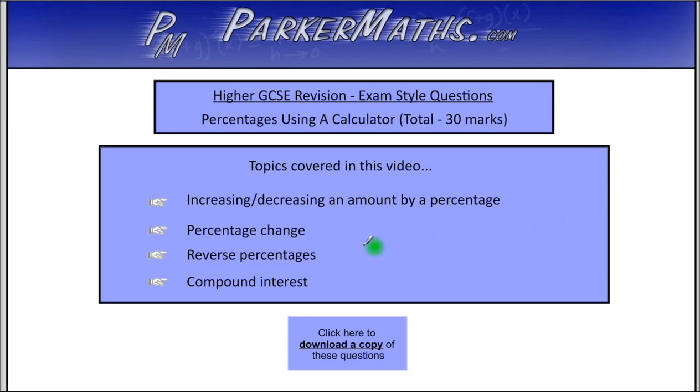So all of these topics are linked together by one formula: the original amount multiplied by something called the percentage multiplier is equal to our new amount. That's the only formula you'll need to remember, but we can relate it to lots of different styles of questions.